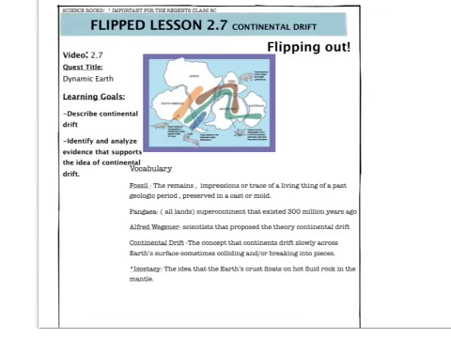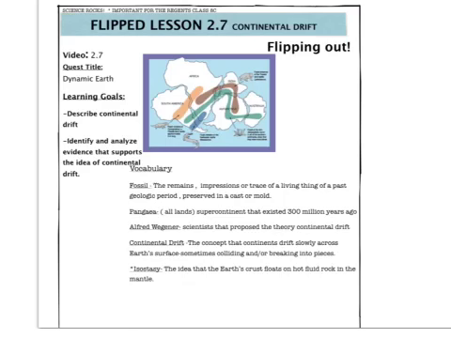Flip Lesson 2.7, Continental Drift. Remember to record the lesson number and the lesson title. Your learning goals are: describe continental drift, identify and analyze the evidence that supports the idea of continental drift.